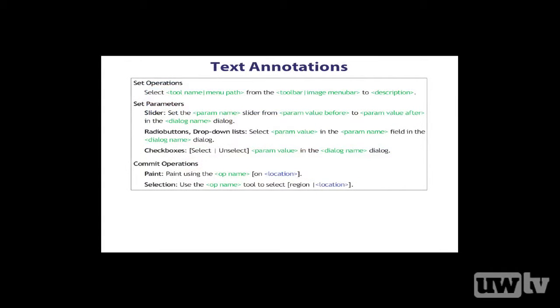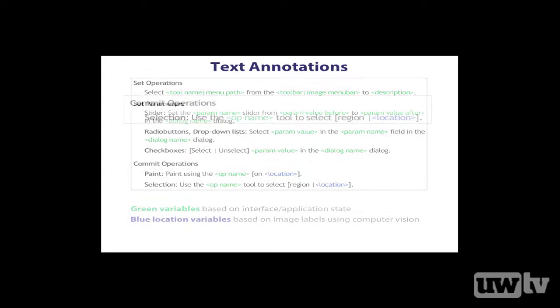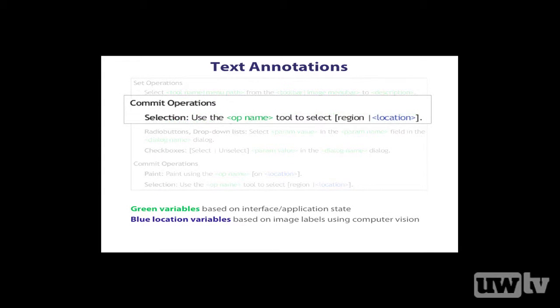We use a template-based approach to generate the text descriptions for each step. For example, here is an example template for the selection operation. And here the green variables are based on application and interface level information, and the blue location variables are based on semantic information that we extract from the image.